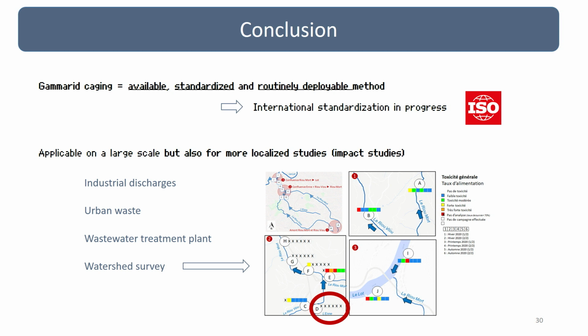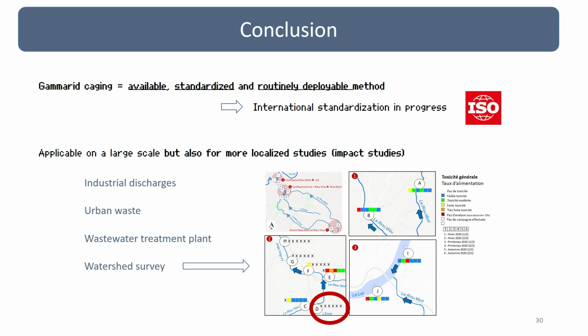So in conclusion, gammarid caging is an available, standardized, and routinely deployed method. And we are working to propose an international standardization at ISO. This method is applicable on a large scale, but also for more local impact studies, for industrial discharge, urban waste, and wastewater treatment plants.